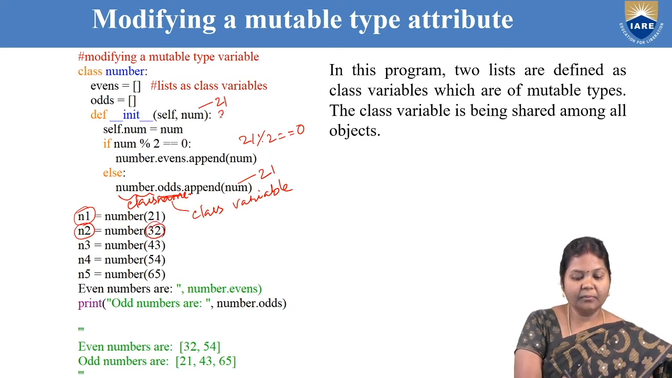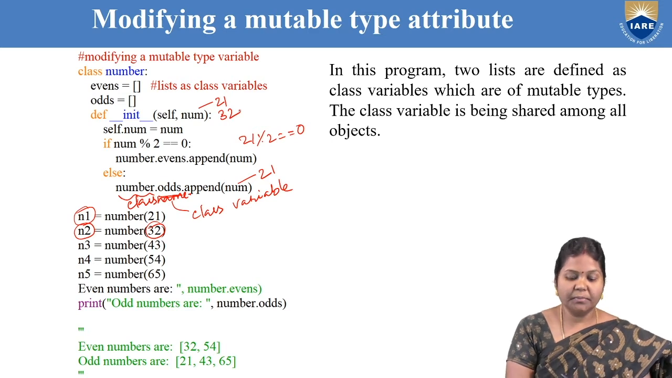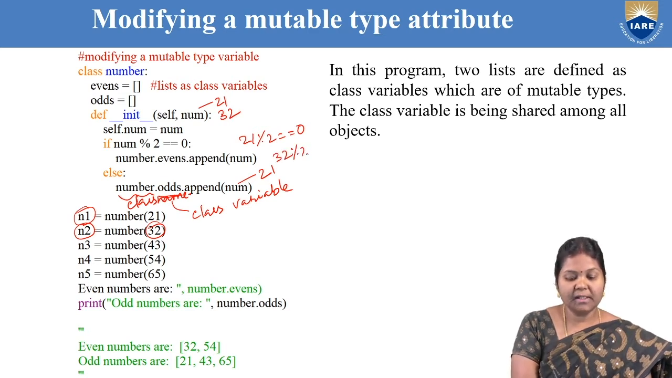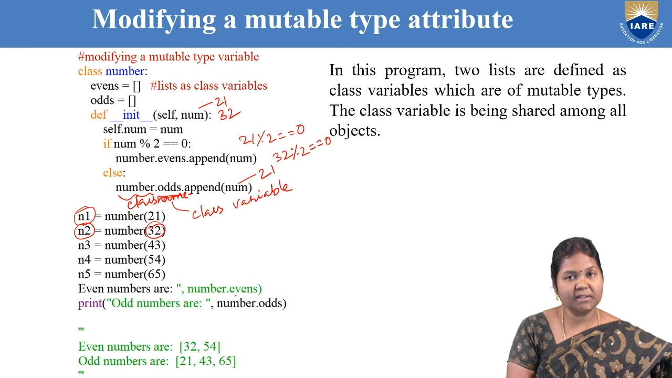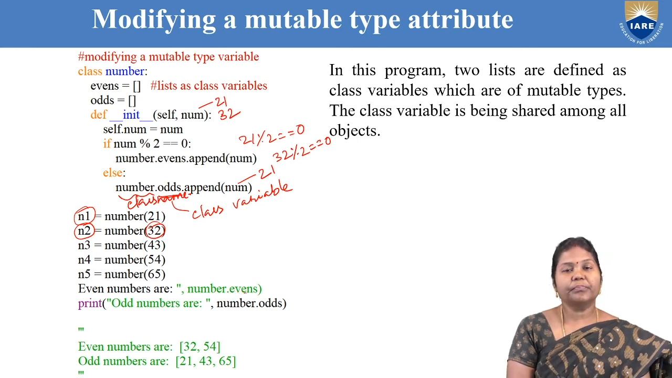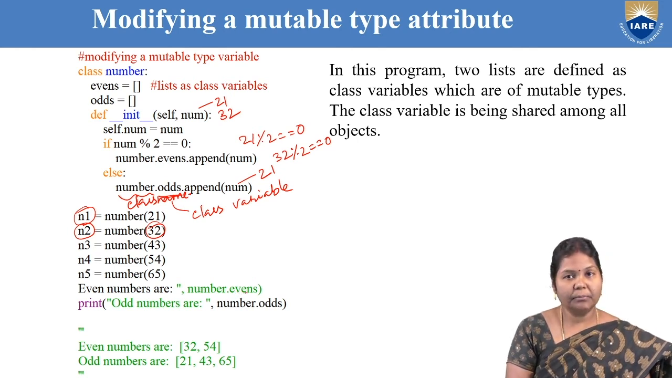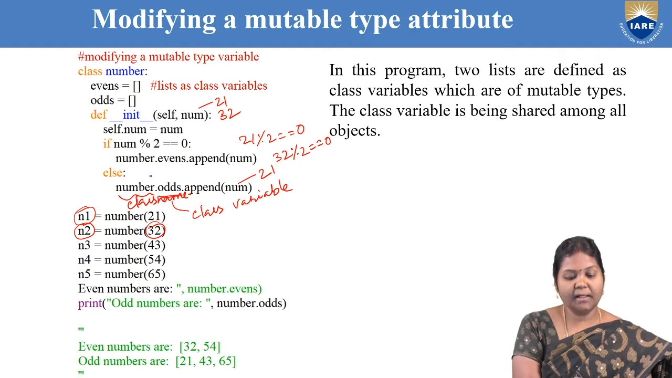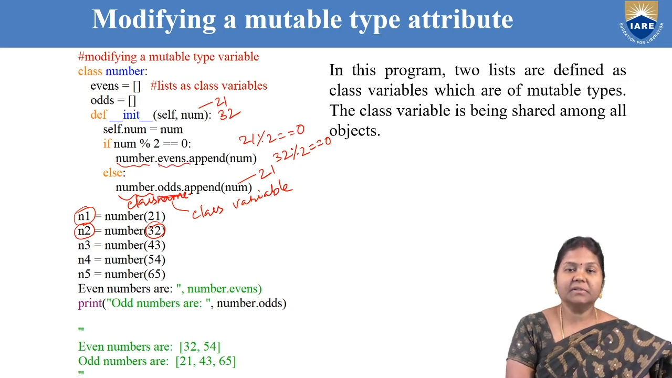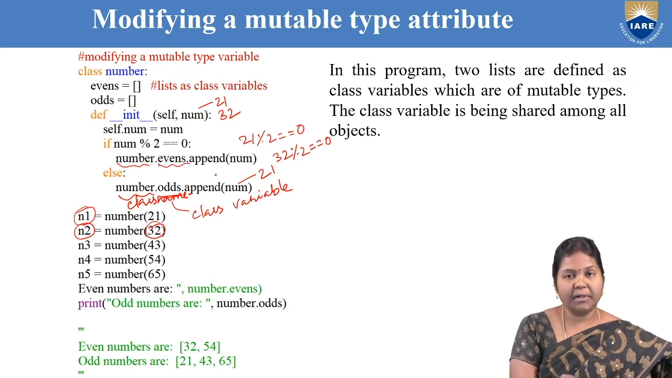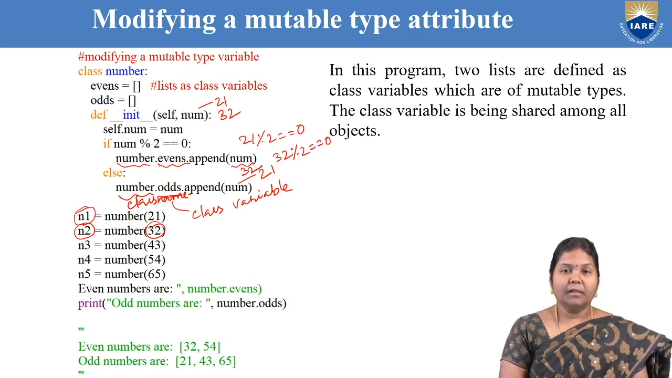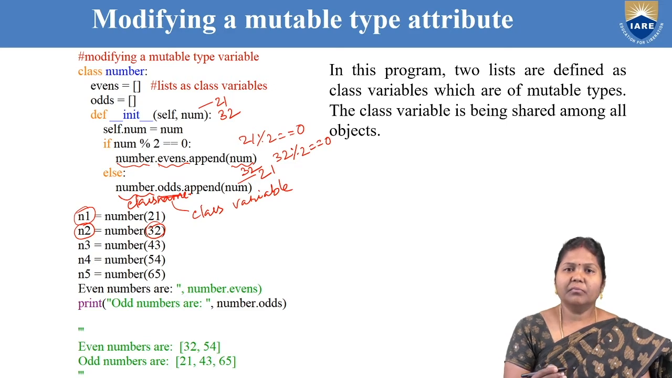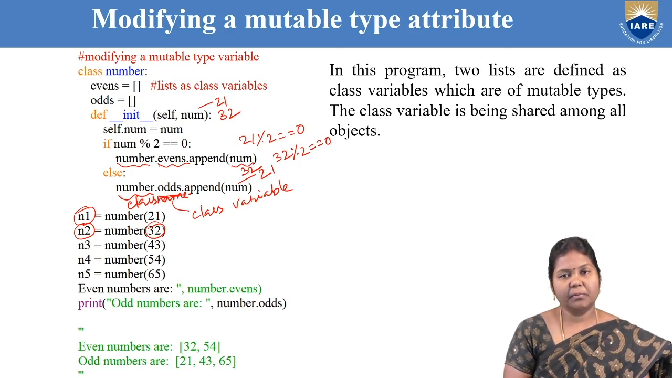So the second time num value will be 32. It will check 32 modulus 2 is equal to 0. Yes, it is 0, so it is an even number. So it will get added to the evens list. We are writing the class name number dot evens is the name of the list, dot append method, and the value that will be appended is 32. If you want to test n number of values, you have to create n number of objects.